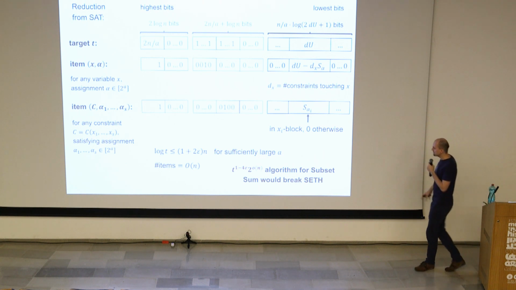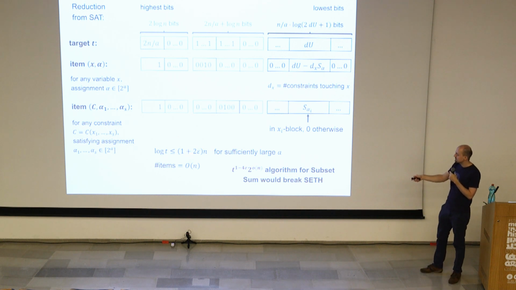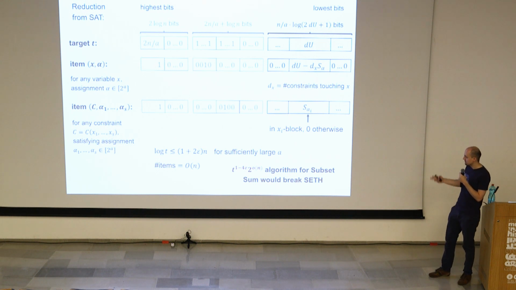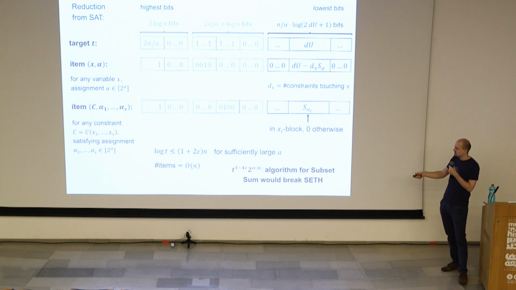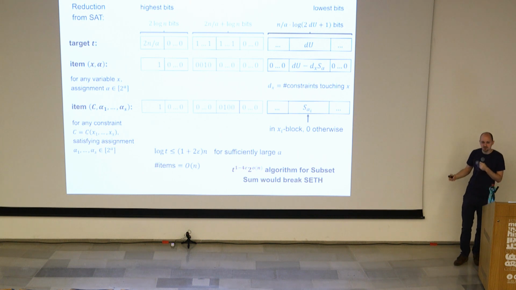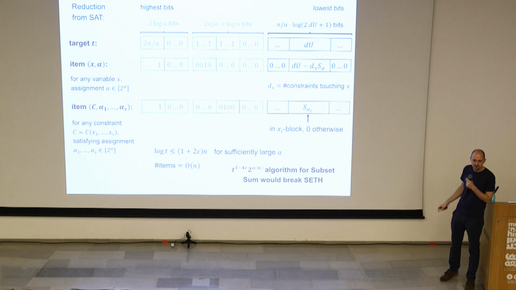And I'm sparing the calculations, but if you go through with this, then you get that the bit length is 1 plus epsilon n. The number of items that we construct will be something like order n. And then if you would have such a fast algorithm for subset sum, then you would break the strong exponential time hypothesis. Just as a rough overview.